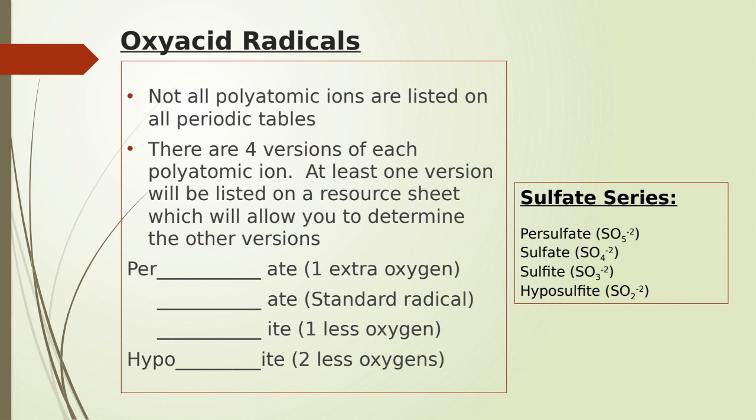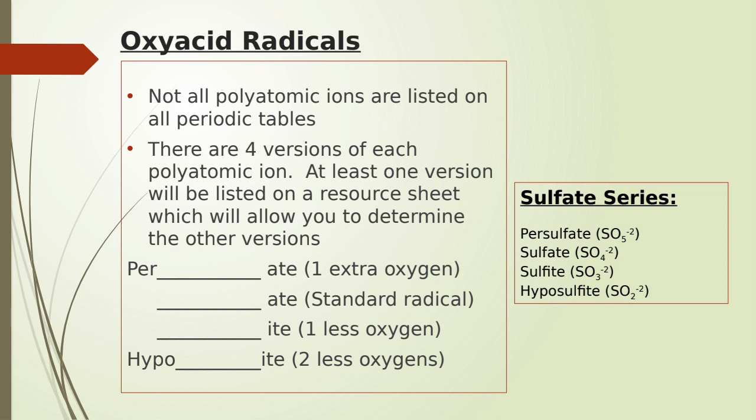So one of the tricks to oxyacids is that not all polyatomic ions are listed on every chart or every periodic table. And you don't need all of them. There are 4 different versions of polyatomic ions that follow a predictable pattern and a predictable set of names. On your periodic table, you only have 2 sets that list all 4 different versions of a polyatomic ion set, and that would be the chlorine and bromine polyatomic ions. If you look at those, you'll see all 4 versions of those ions listed there. Other than that, 1 or 2 versions might be listed on your periodic table. But once you understand the pattern, you'll be able to determine the name and formula for any other polyatomic ion not listed.